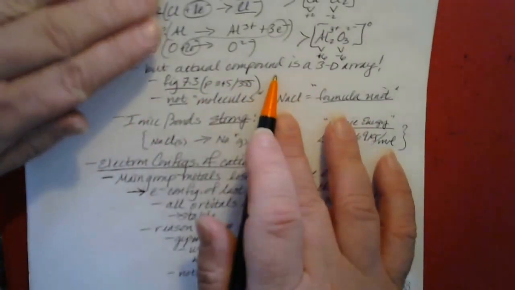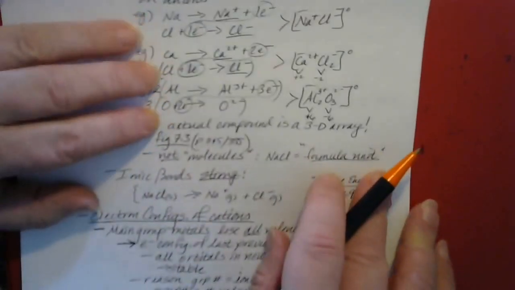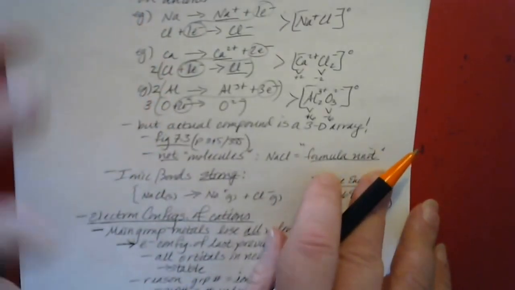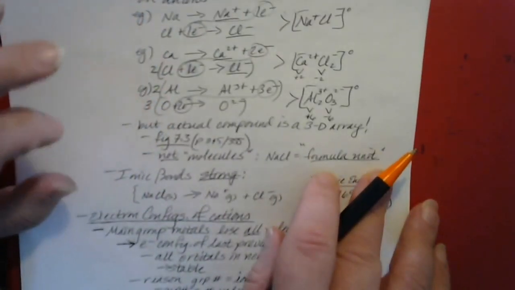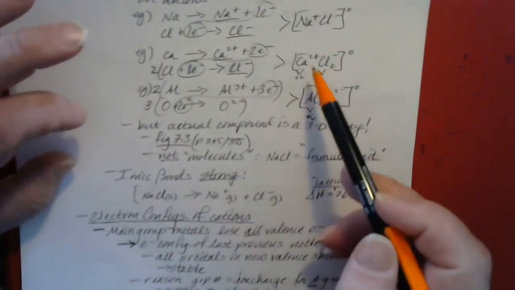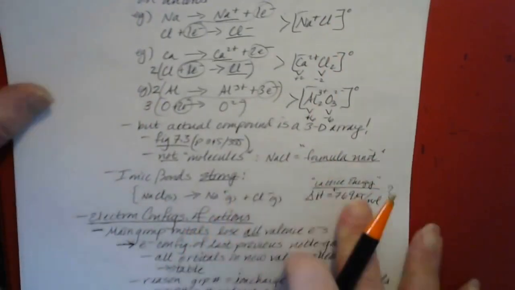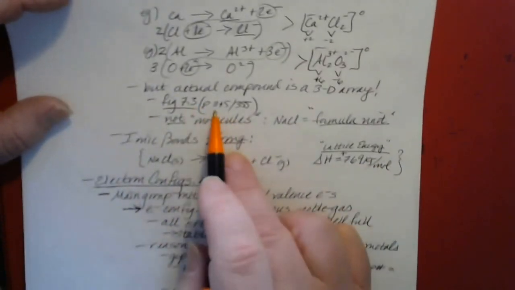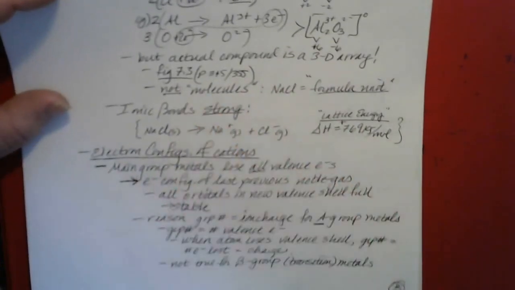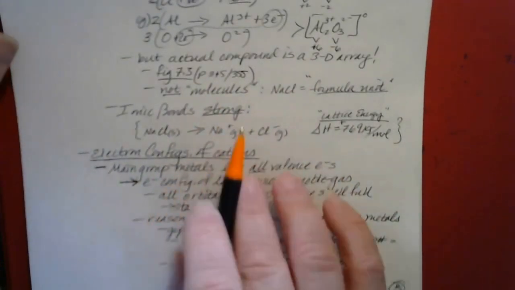Remember, though, that in each case, the actual compound is a 3-dimensional array of alternating positive and negative ions, and it just happens to work out that this is the overall ratio of one to the other. Figure 7.3 on page 345 or 355 will give you a pretty good representation of that.